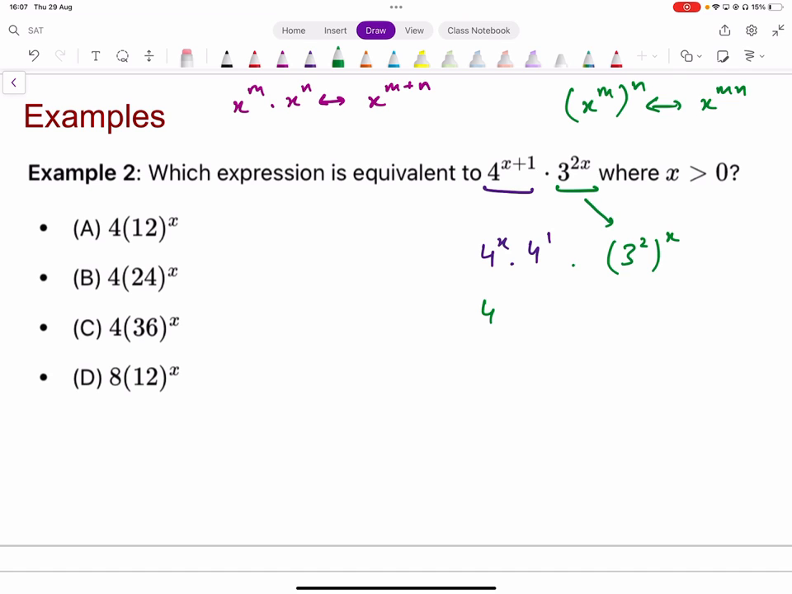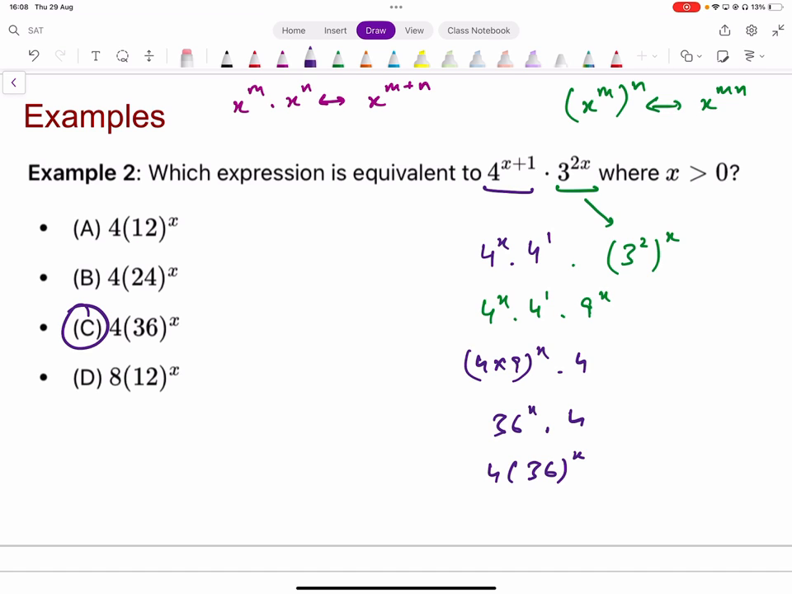And now you simplify this. It gives you 4 power x into 4 power 1 into 9 power x. Just one last step after this. What can we do after this? Multiply what? 4 and 9, because they have the same powers. This is x, this is x. These two things can be multiplied together. So you get 4 into 9 whole power x, and this 4 remains outside as it is. And that gives you 36 raised to power x into 4. That's this option. You can just write it the other way around. 4 into 36 power x. That's option C here.